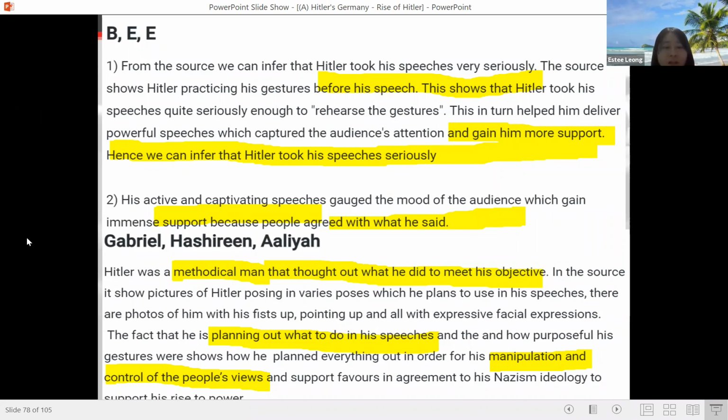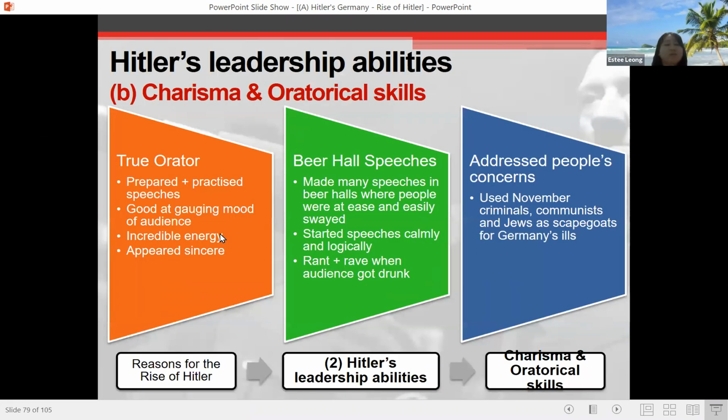And Gabriel, Hashri, Natalia: Hitler was a methodical man. Yes, he thought out what he did to meet his objective. He plans out what to do in his speech in order to manipulate and control people's views. What gestures, what sounds, or what sound bites does he use to gain people's attention and arouse their emotions?